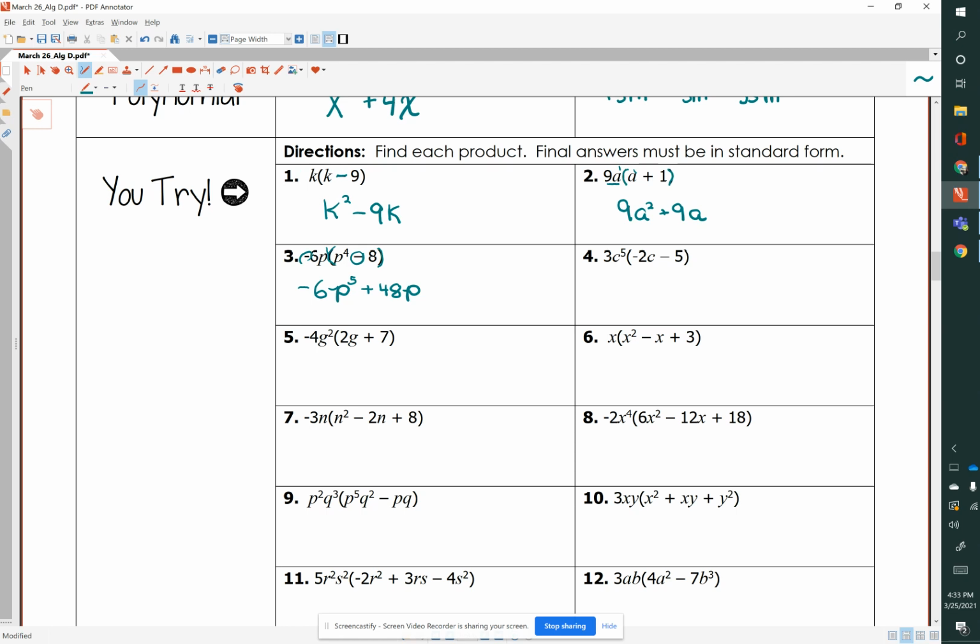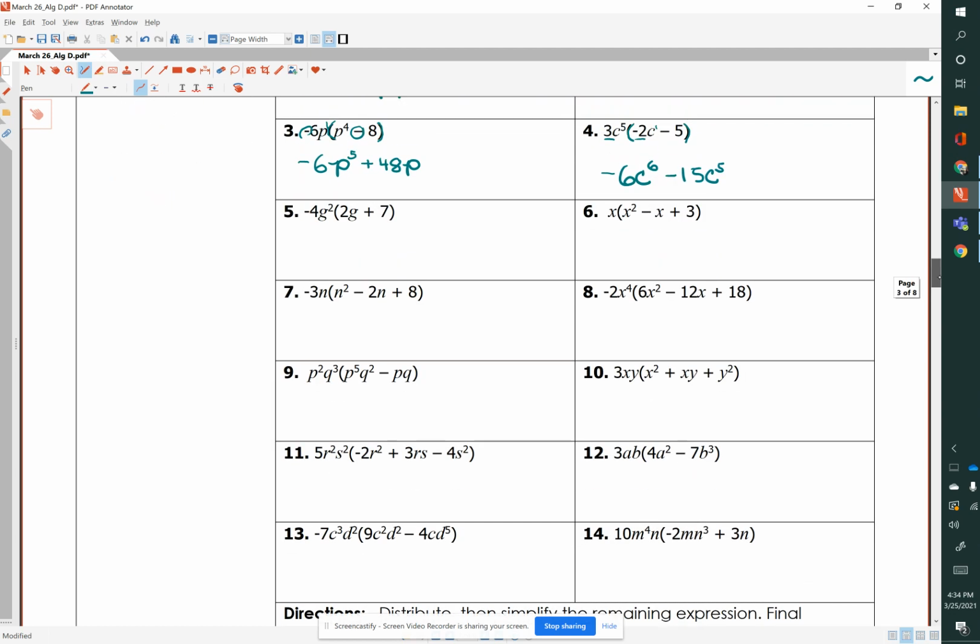And then number 4, 3c to the fifth multiplied by the quantity of negative 2c minus 5. So 3c to the fifth, well, 3 times negative 2 is negative 6. And c, 5 plus that invisible exponent of 1 is 6. So that's our first term. And then positive 3 times negative 5 is negative 15. And we have our c to the fifth power.